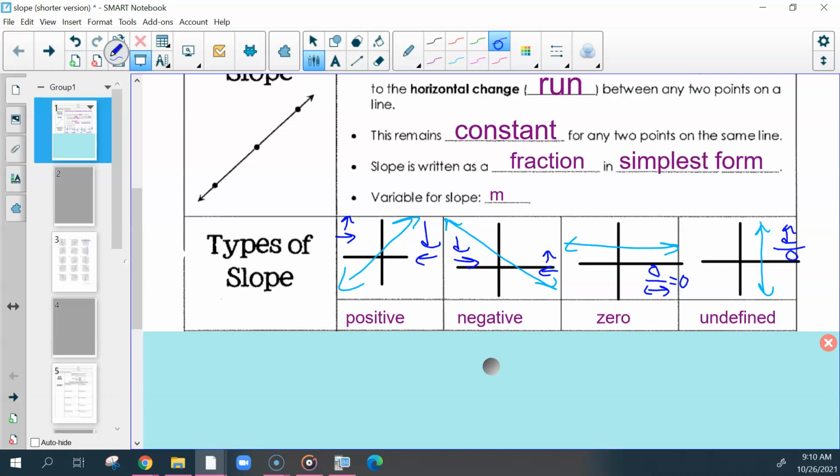Those of you that have your calculator, I want you to pick a number, any number you want, and divide it by 0. What do you get when you divide by 0? Error, divide by 0. Yeah, so we cannot divide by 0. There's an error message that pops up. Therefore, it's undefined, correct. So positive, negative, 0, undefined are all the different slopes we can get.